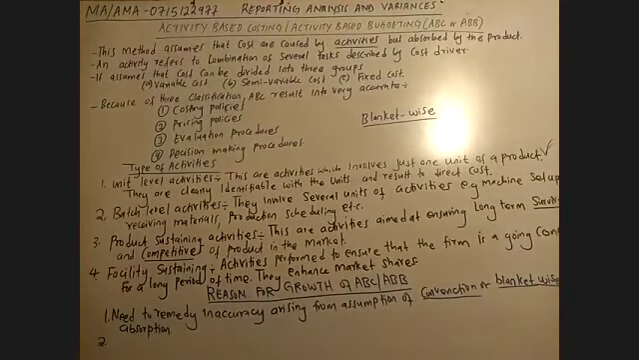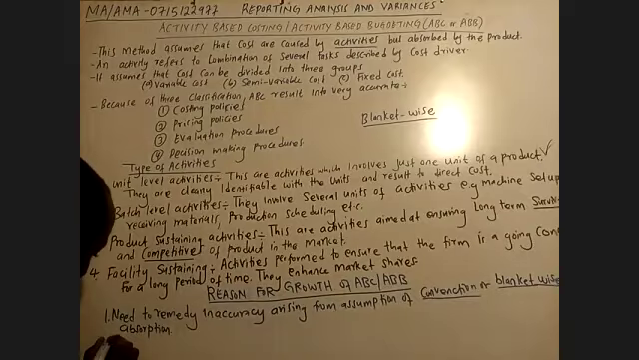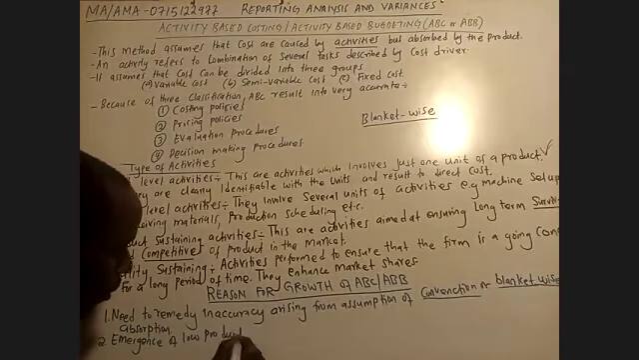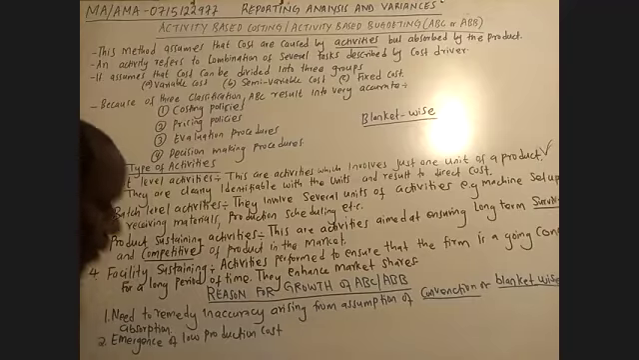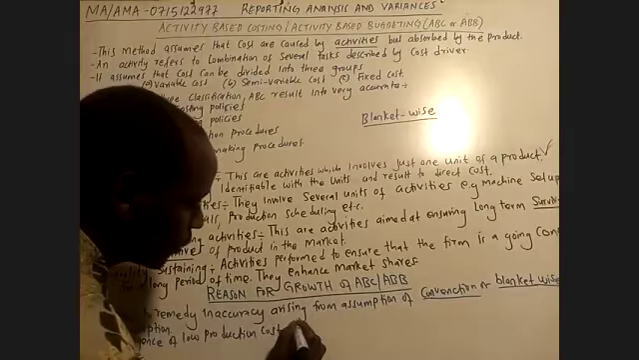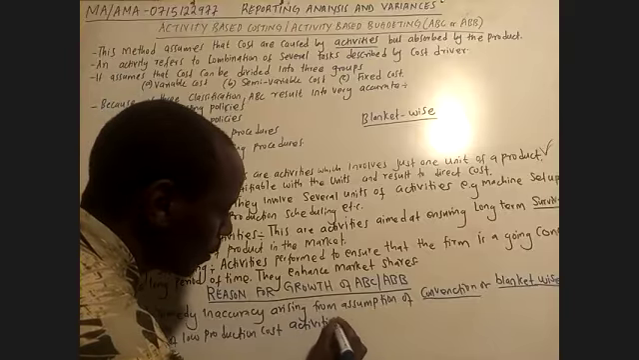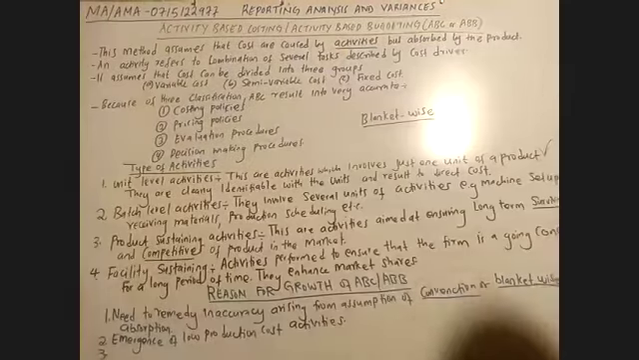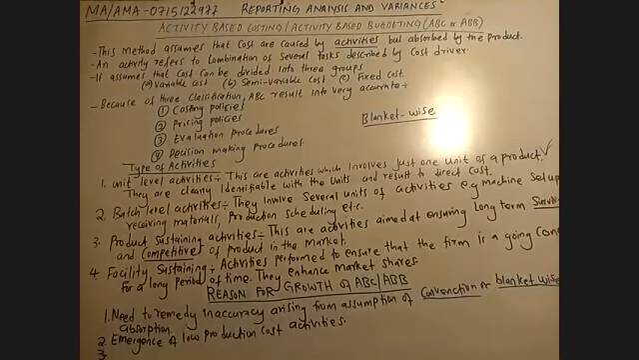Number two, emergence of low production cost, also emergence of low cost production activities. In that case, there was need for the ABC system.